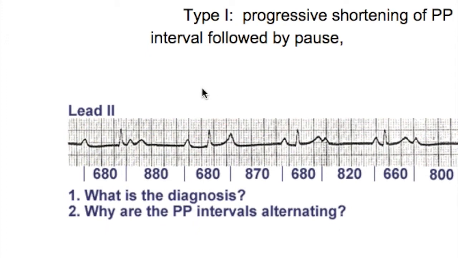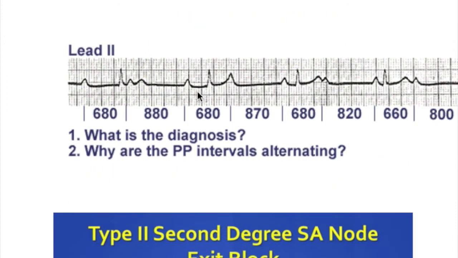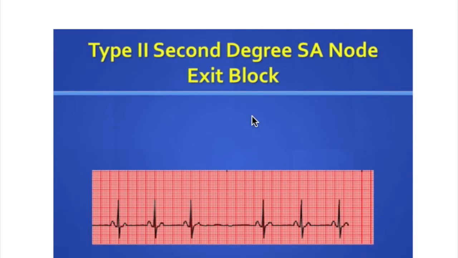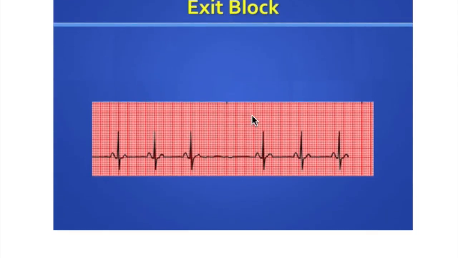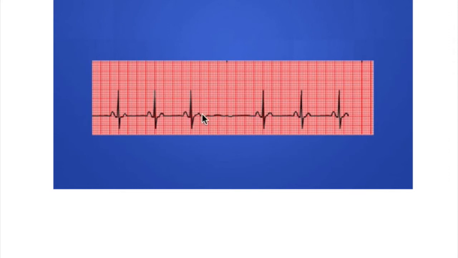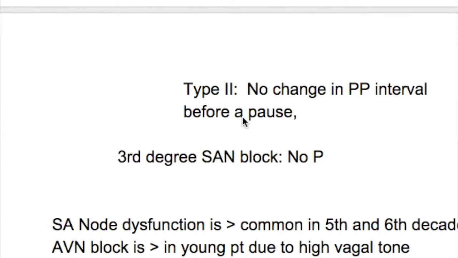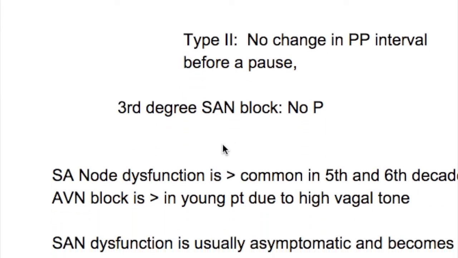The second degree SA node block has two types, type 1 and type 2. In type 1, there is a progressive shortening of the PP interval followed by a pause. And what happens in type 2? There is no shortening in the PP interval, but there is a sudden pause. And in type 3, there is no P wave visible.